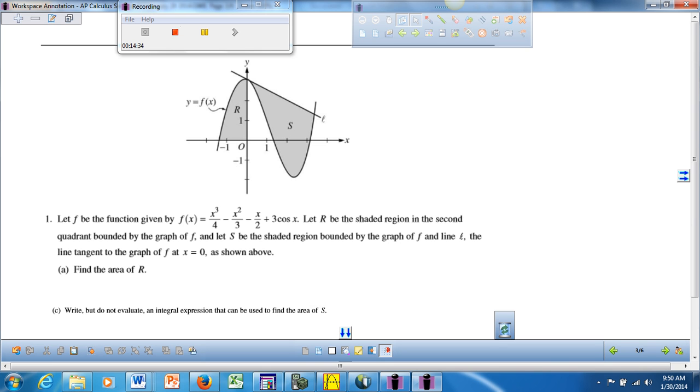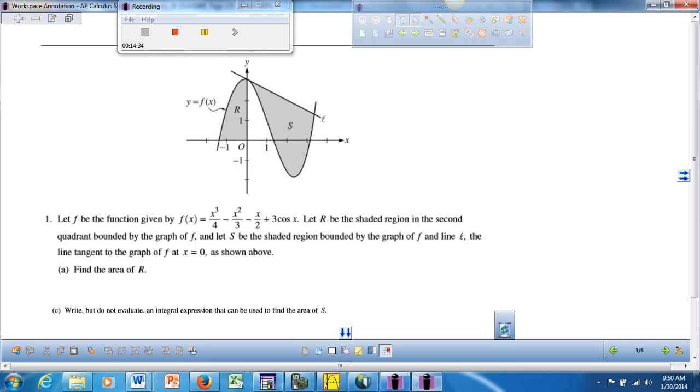Okay. This is also an AP problem. They both were. So, let's take a look at this one. Here's why plugging into y1 and y2 is really a helpful thing. Take a look at the function we're dealing with this time: x cubed over 4 minus x squared over 3 minus x over 2 plus 3 cosine x. We would not want to type that in multiple times. And there's lots of places to make mistakes when you're typing it in, so be careful about that. All right, so that is our function f of x.